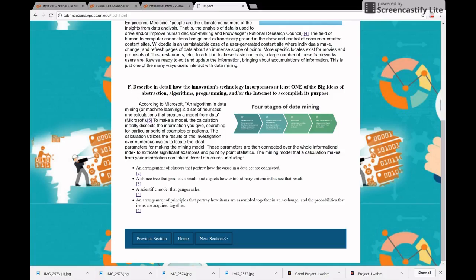The last question states, describe in detail how the innovation technology incorporates at least one of the big ideas of abstraction, algorithms, programming, and/or the internet to accomplish its purpose. Data mining uses algorithms in order to accomplish its purpose. The algorithm dissects the information you give, searching for particular sorts of patterns. The mining model, or the 4 stages of data mining, are shown on the right.